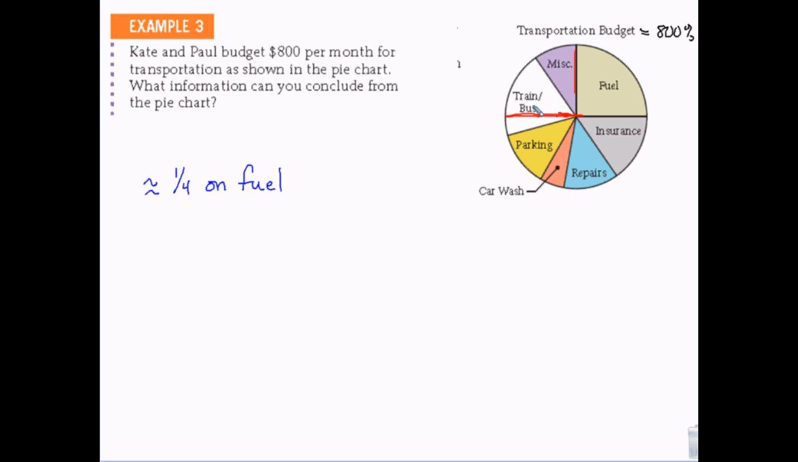Okay. The train and bus, how much do you think that looks like comparatively to the quarter? Okay, I've got a 20. I've got a how much? 25. Well, the 25 is going to be this much right here. And that's going to be a little smaller than that, right? So they spend around 20%-ish on the train and bus. Maybe. You can see that they don't spend very much money at all.